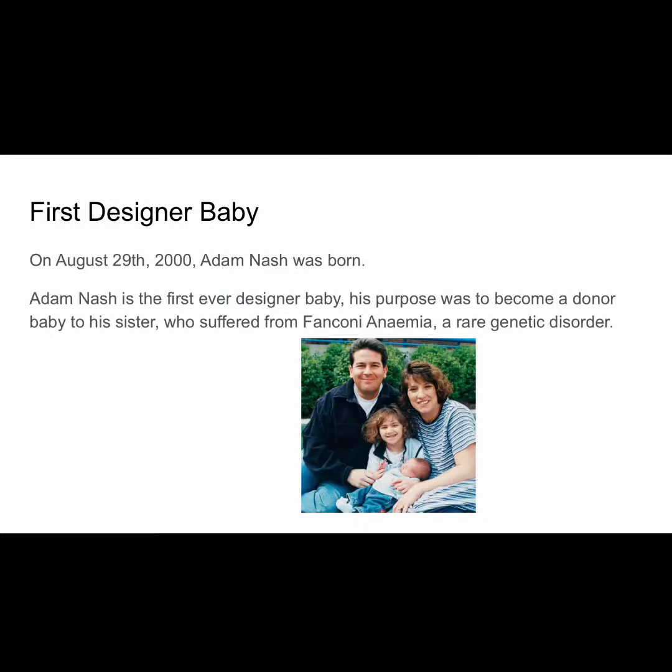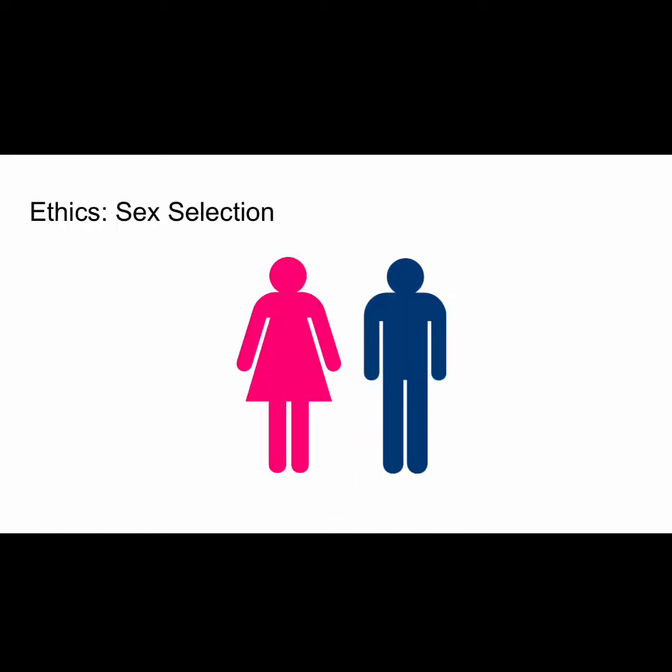Adam Nash was the first ever designer baby. His purpose was to be a donor baby to his sister. His sister suffered a rare genetic disorder. Very shortly after Adam Nash was born, his blood was used for his sister, and his sister fully recovered from her genetic disorder.